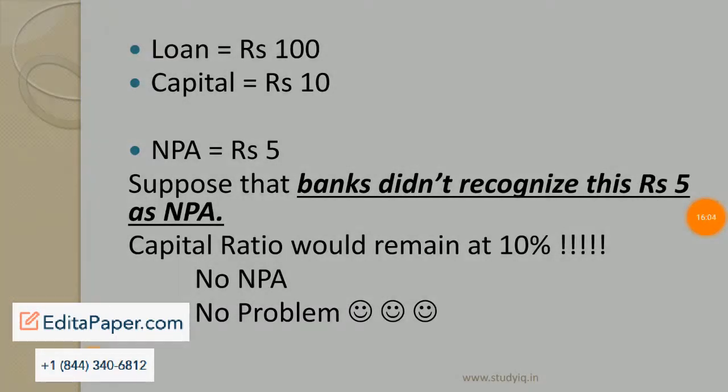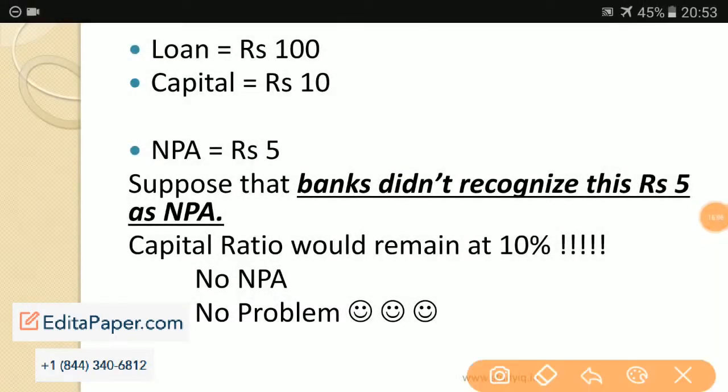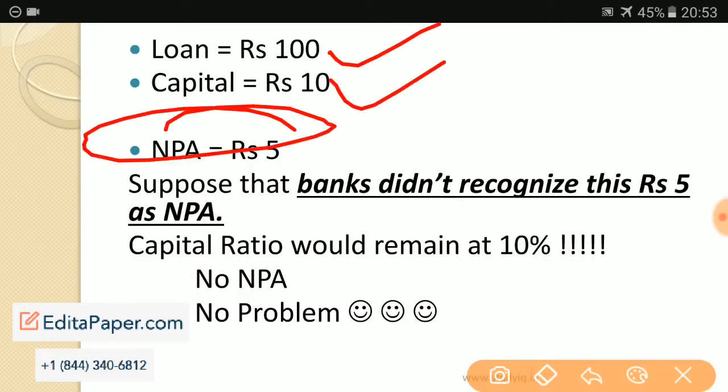So let us just consider the same example again. Loan is 100 rupees, capital is 10 rupees, NPA is 5 rupees. Now what game banks are playing is that, you must be knowing that it is the responsibility of the bank to identify a particular asset. It is the responsibility of the bank whether to categorize a particular loan as NPA or not. It is totally upon the banks to identify that, right?